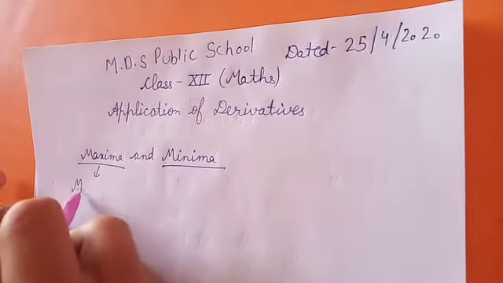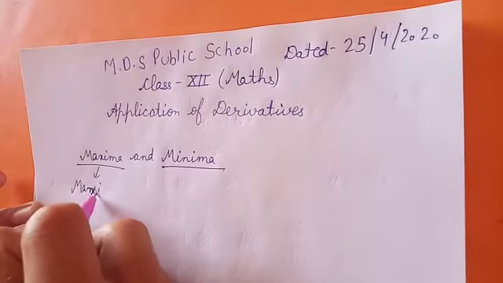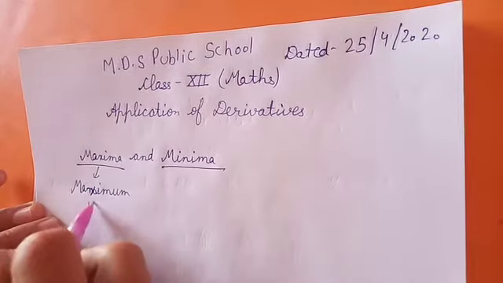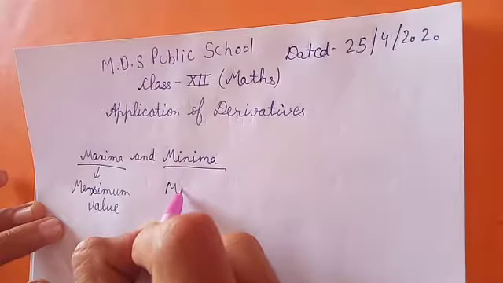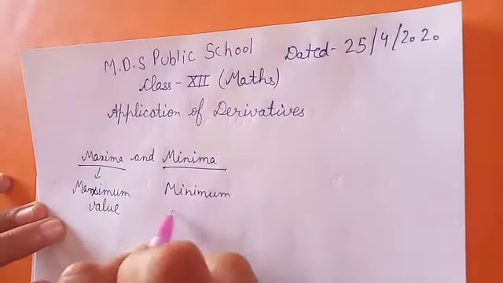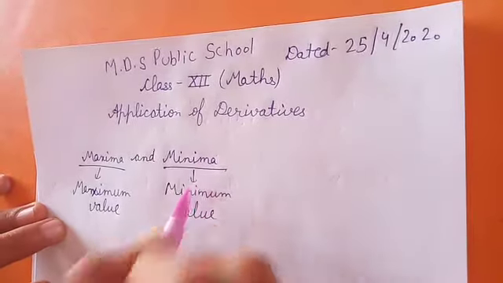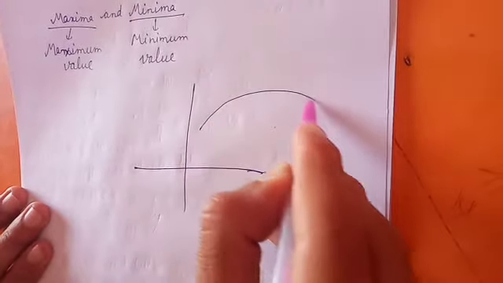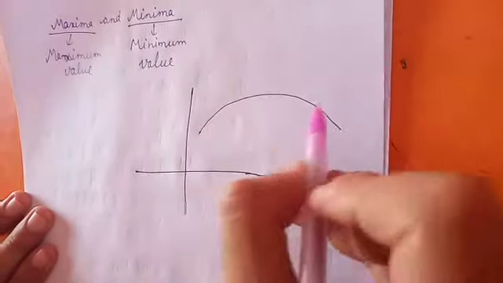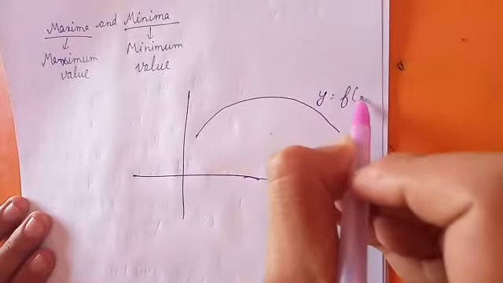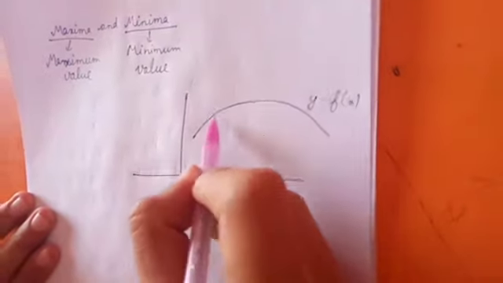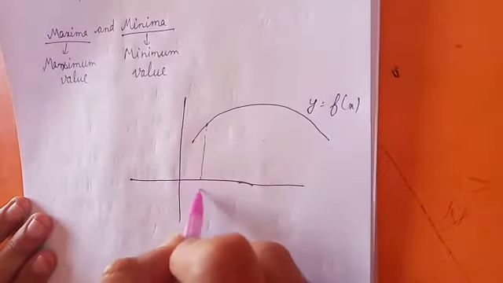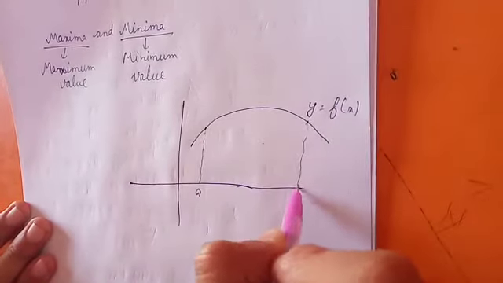Maxima means maximum value, and minima means minimum value. Now consider a graph of any function, say the graph of the function y equals f of x, and its limits are a to b.